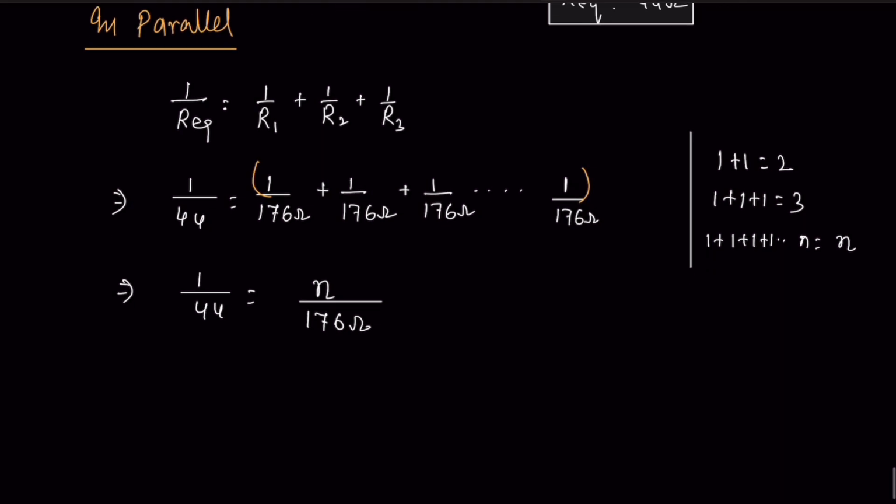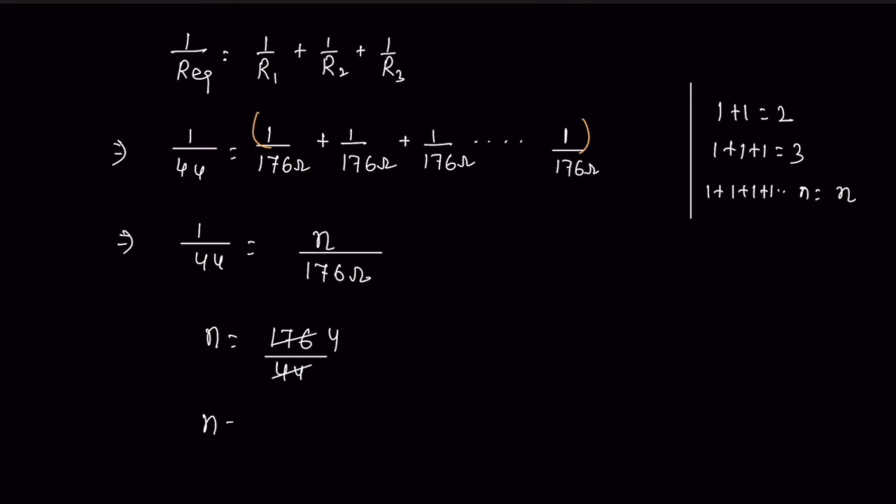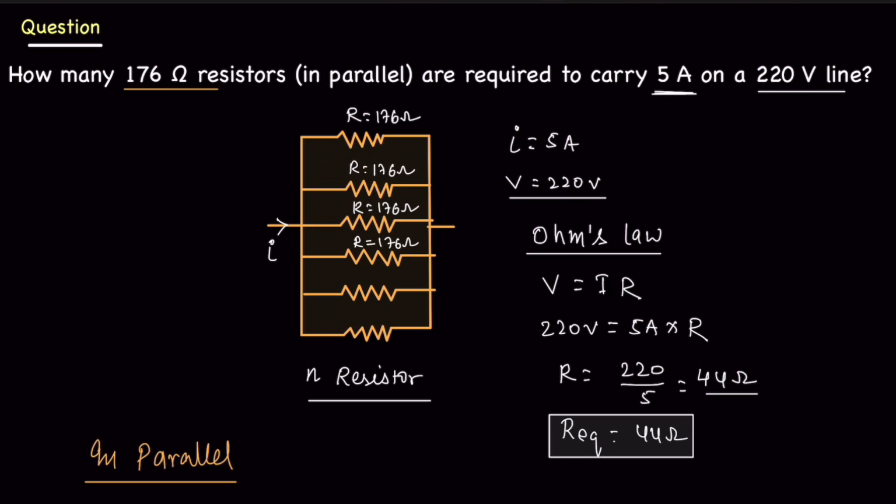So from here, we can say that n is equal to 176 upon 44. So it will go 4 times. So the total number of resistances used is equal to 4. So we can say that if we have 4 resistances and we combine all of them, the total current required will be 5 ampere when the voltage is 220 volt. So this is the answer to this question.